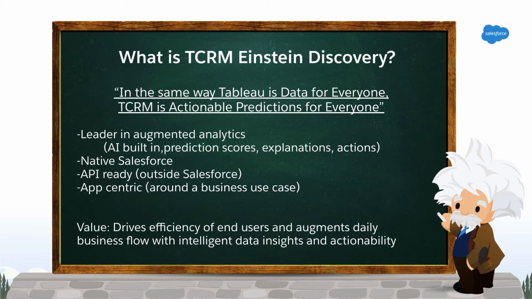What is Tableau CRM Einstein Discovery? What are Einstein Discovery predictions that get deployed from it? I would like to start by saying that in the same way Tableau is data for everyone, TCRM, or specifically Einstein Discovery, is actionable predictions for everyone. That is what we're trying to do: democratize AI and predictions for the end users and spread the SME knowledge to the end users too. And I'll cover that in a bit in more detail.